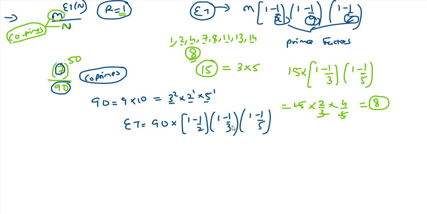Remember, we are not taking 3 square, we are just considering the prime factor. We are not taking the entire number. So we will just consider 3 here. So this will be 90 into half, 1 minus 1 by 3 is 2 by 3, and this will be 4 by 5. So 2 into 3 is 6, 6 5s are 30. So this will give us 30 into 3, which will be 90. So 3 into 2 is 6, 6 4s are 24. So the Euler's totient of 90 is 24.